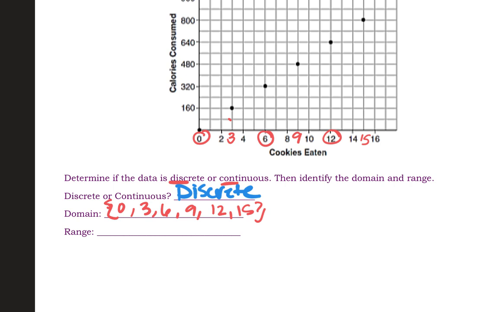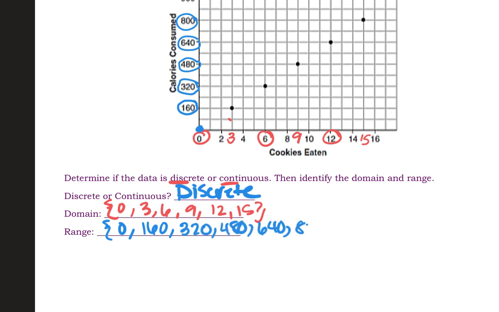All right, for the range, remember your ranges are your y's. You're going to come over here to the y-axis. So we have 1, we have 0. What's the next one? 160. Then we have 320, 480, 640, and 800. All right, so I'm going to write that out. Always from smallest to largest. So 160, 320, 480, 640, and 800.